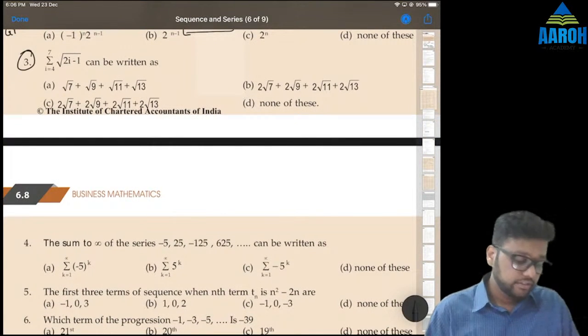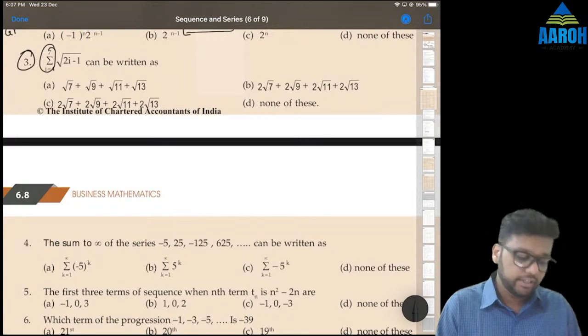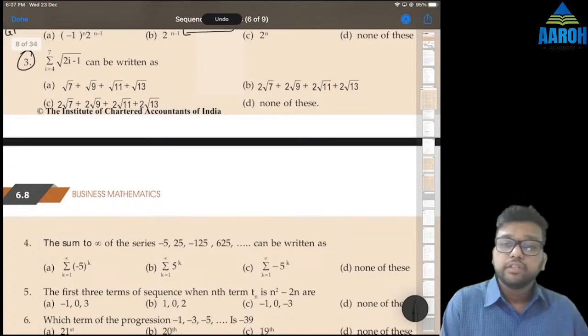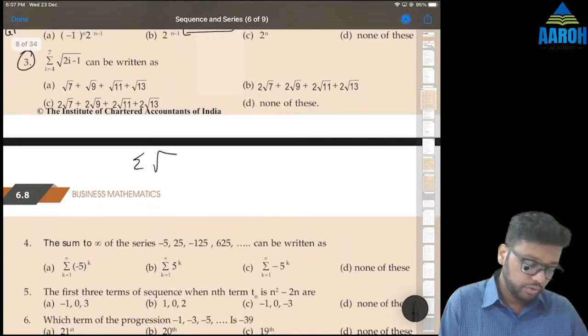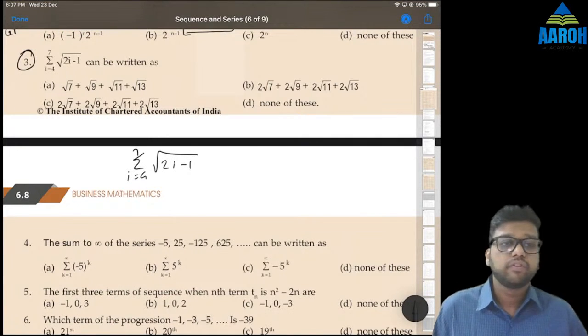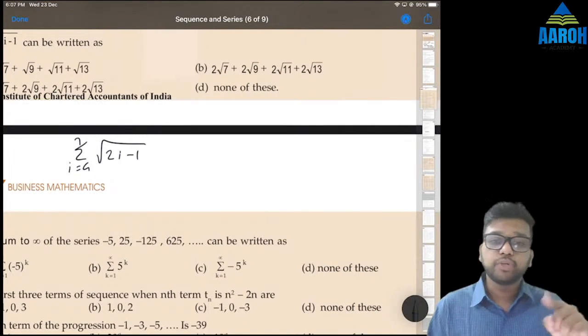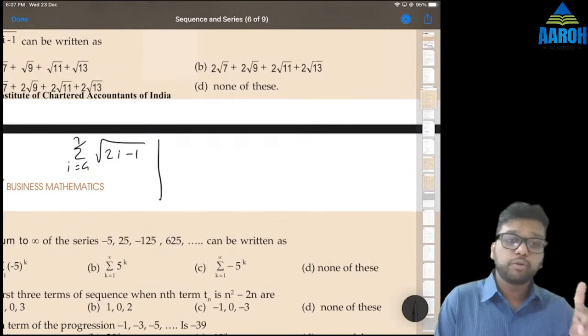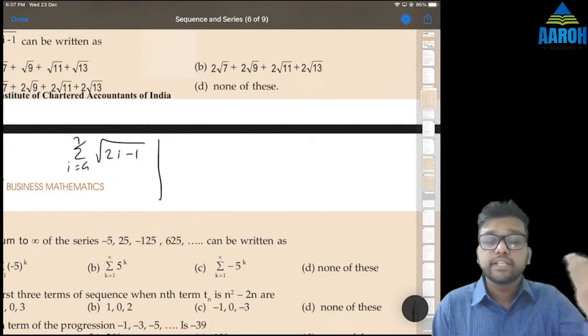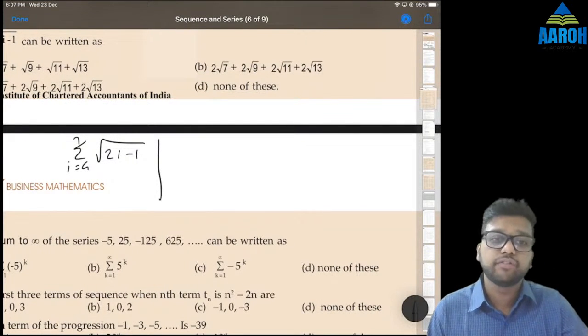Third is summation sign. Working with summation sign is important. Let's see how we can do that. Summation of root of 2i minus 1, where I goes from 4 to 7. That means first we have to put I as 4. Then we have to put I as 5. Then 6. Then 7. Okay, and then we have to add all of them.